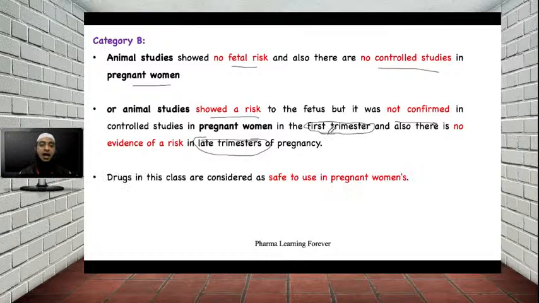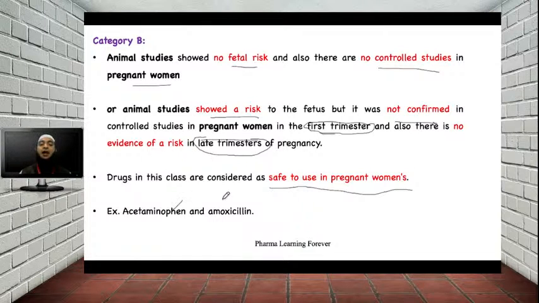What it means is that drugs of this class are safe to use in pregnant women. So both category A and category B drugs are safe to use in pregnant women. Let's see an example: acetaminophen, and an antibiotic like amoxicillin. Amoxicillin is prescribed to pregnant women because it is safe in pregnancy. So these are category B drugs. To summarize, category A and category B drugs are safe to give in pregnant women.